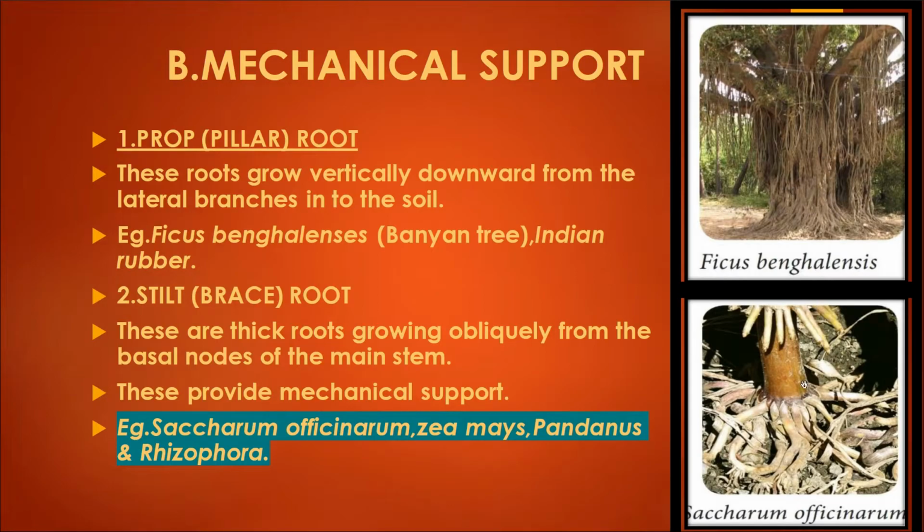Next, stilt root. Stilt roots are also very thick. They grow obliquely from the basal nodes of the main stem. This we can see in Saccharum officinarum, that is karumbu. Since the stem becomes stronger and heavy, to give some extra support, these roots grow from the nodal region at the base of the stem and give extra support for the plant. Other examples are Zea mays, Pandanus, and Rhizophora.